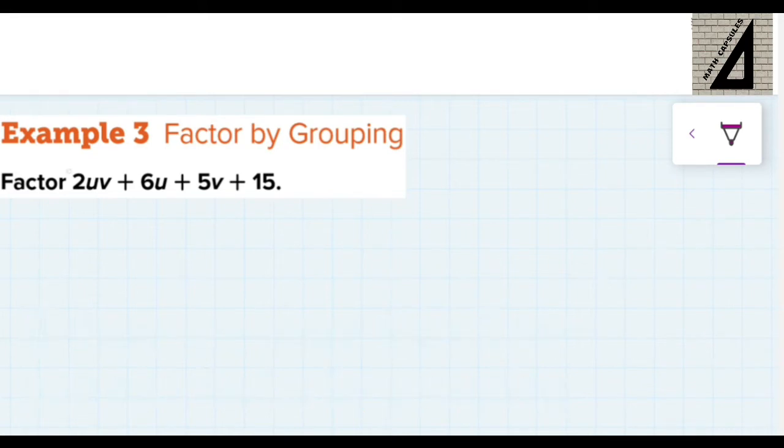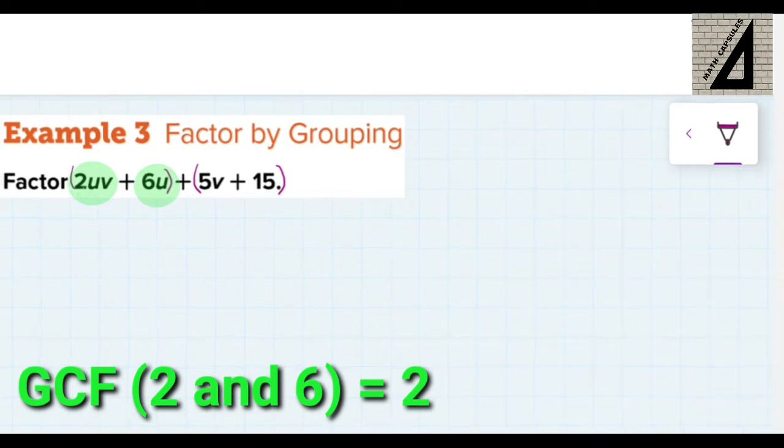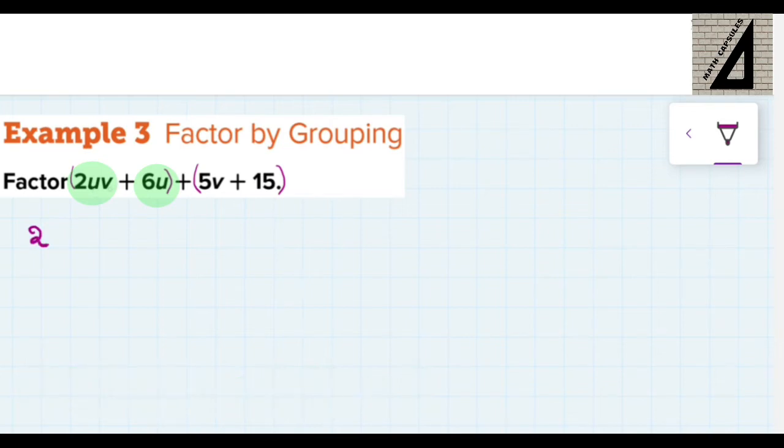So why don't we take 2uv plus 6u as a group here, and 5v plus 15 as another group. From each group, I can take a common factor. How do we take a common factor between 2uv and 6u? We know that the greatest common factor between 2 and 6 is 2, so we will take 2. And you have uv in the first term and u in the second term, so we're going to take u because it is repeated in both terms.